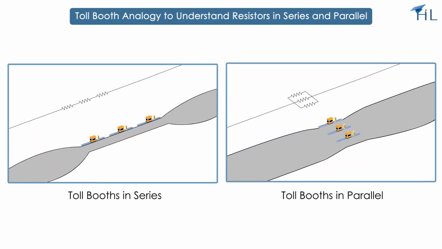Now, suppose that to increase the flow rate, the tollway authority decides to add 2 more toll booths. They consider 2 possible means of connecting their toll booths: in series versus in parallel.